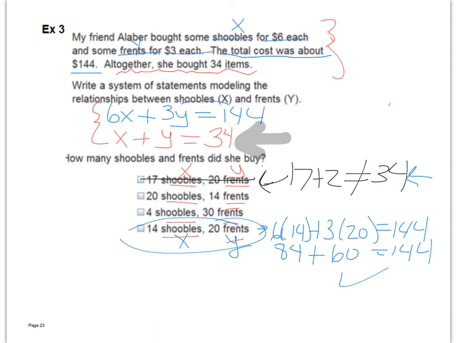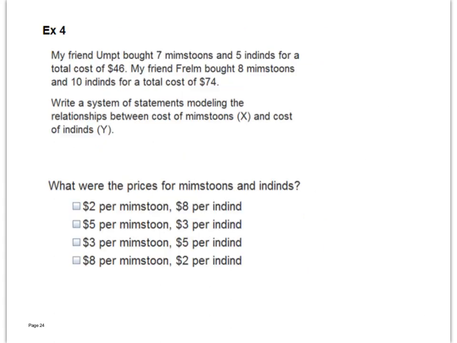I'm hoping you already found that answer, but I wanted to talk about some of the logic of how. All right, so on this one, we have the same idea. Umpt bought 7 Mimstoons and 5 Indins for a cost of $46. My friend Frown bought 8 Mimstoons and 10 Indins for a cost of $74. Write a system of statements. So there are 2 questions: this about Umpt, that's one equation, and this about Frown, that's another equation.